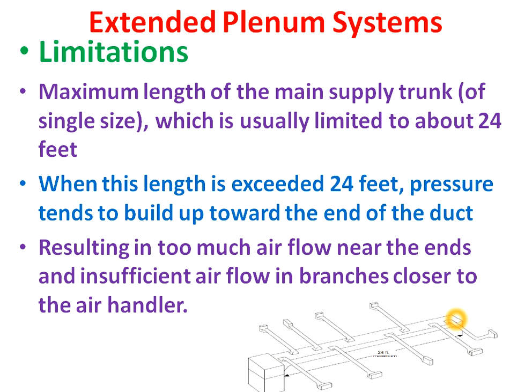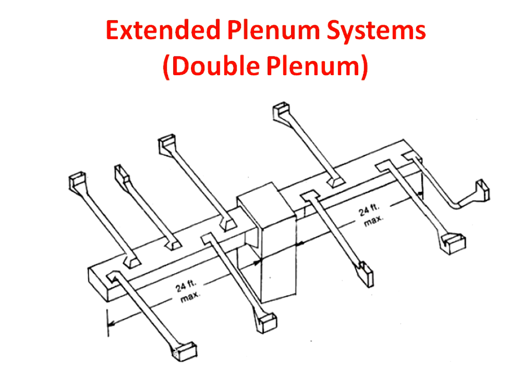But this drawback can be avoided by using an arrangement like this. This arrangement is known as double plenum extended plenum system. Here the AHU is located at the center of the duct, and on one side of this AHU we can construct a maximum 24 feet main duct, and on the other side also we can construct a maximum 24 feet main duct. That means we can cover a total 48 feet area by using this arrangement.